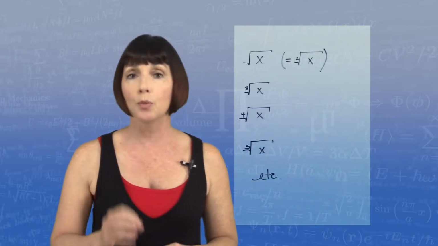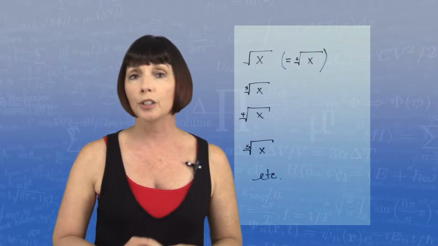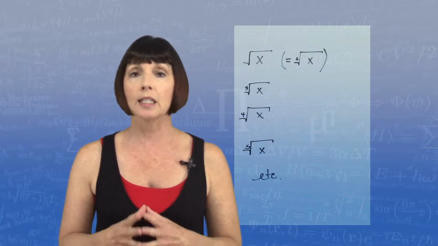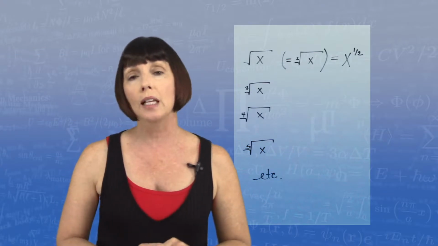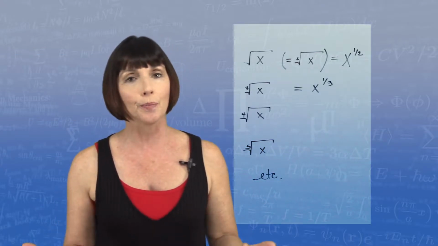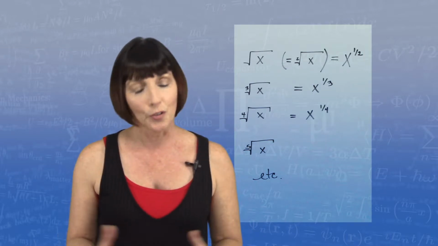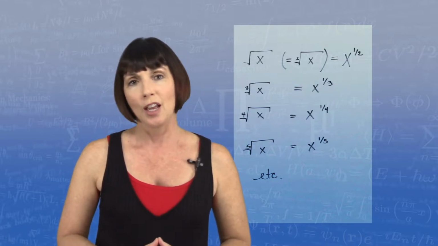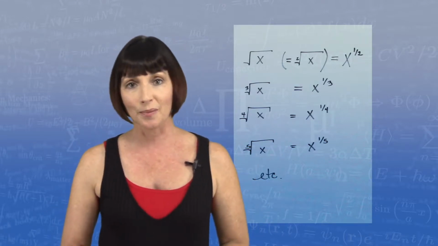Now we can write these radical expressions with rational number exponents. Remember, a rational number is an integer over an integer. So the square root of x is the same as x to the power of 1/2. The cube root of x is x to the power of 1/3. The 4th root of x is x to the power of 1/4. The 5th root of x is x to the power of 1/5, and so on and so forth. So we can express these radicals with rational number exponents.